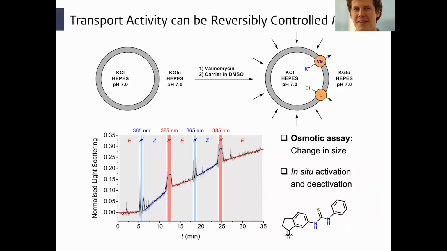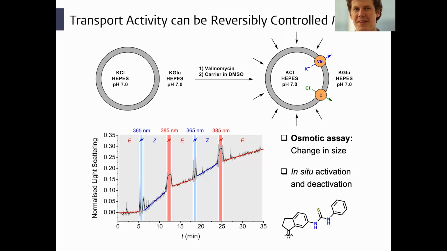Now, as you have a receptor that you can switch between states with distinct transport activity, of course, you can do exactly the same in situ. Here we did a similar assay, but it's based on scattering. This is called an osmotic assay, in which the size of the vesicles changes slightly upon transport of chloride out of the vesicles, and this you can measure by a change in light scattering. We do this because sometimes the HPTS fluorescent dye interferes with irradiation of our molecules.